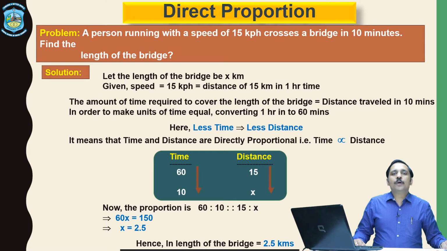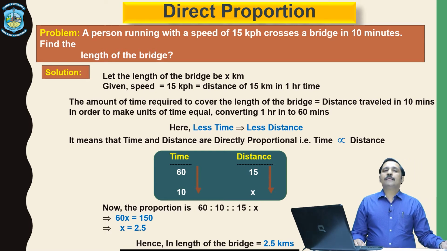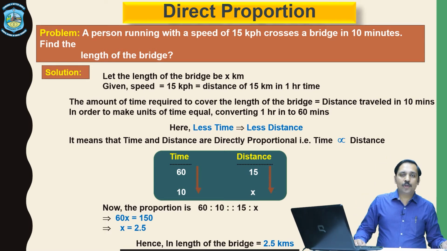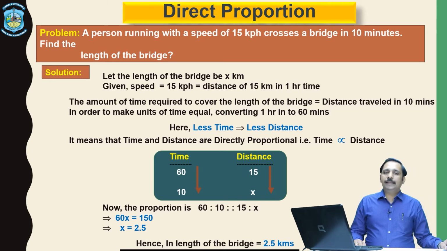Always remember, the direction of arrows matters, not the values of the variables. So you have to understand the relationship between the variables, not their values. Here the proportion is 60 is to 10. We always begin with the starting of the arrow and move towards the ending. That is 60 is to 10 proportional to 15 is to x. After solving, the value of x is equal to 2.5. That is, the length of the bridge is 2.5 kilometers.